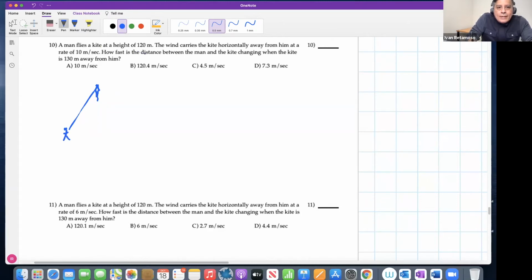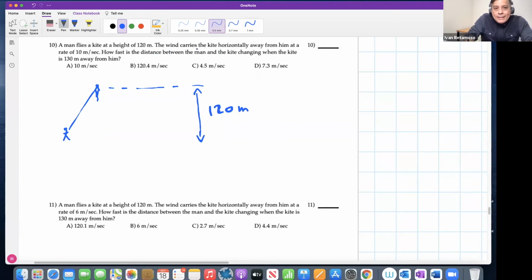At a height of 120 meters. So this is the height, and it will always be 120 meters, right? It's a constant, 120 meters.